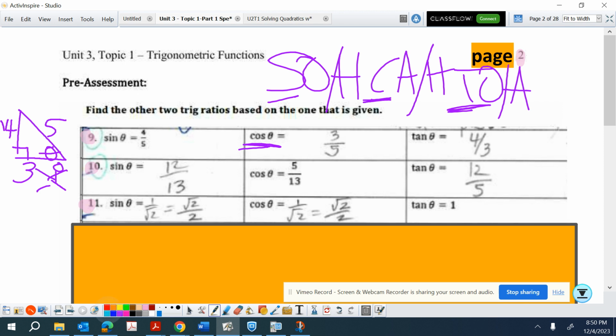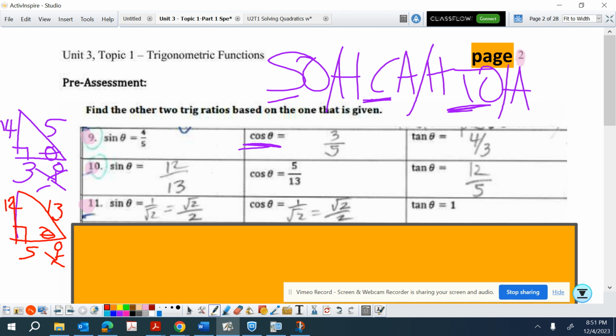The next one I also have memorized is, trying to get a different color, I'm standing here, and it tells me that my cosine ratio is 5 over 13. So if I'm standing in this corner, adjacent would be here, and hypotenuse would be here. And again, because this is a Pythagorean triple, a special right triangle, I have memorized that the other side or leg is going to be 12.